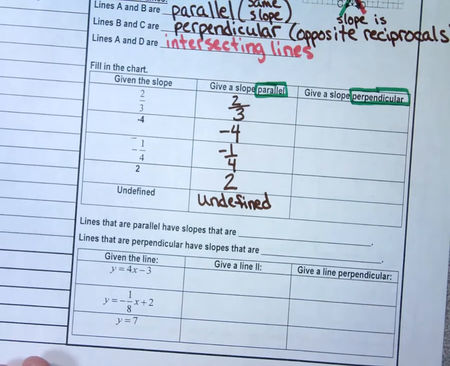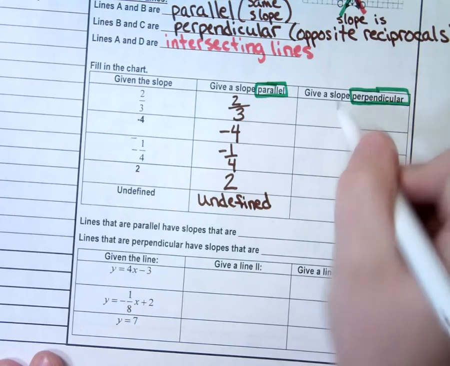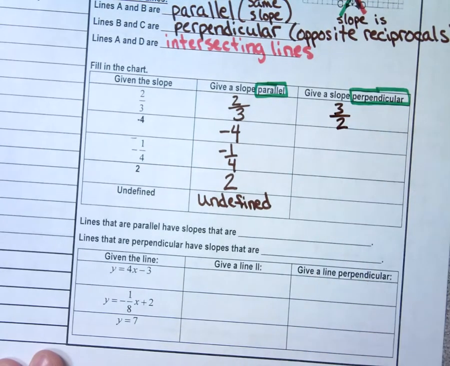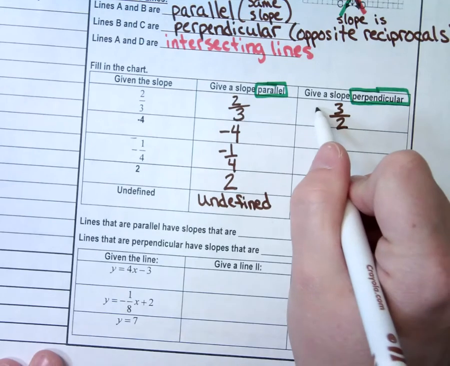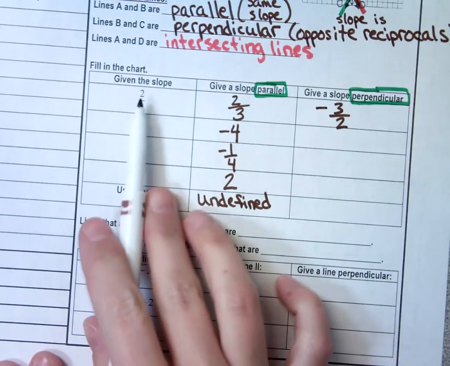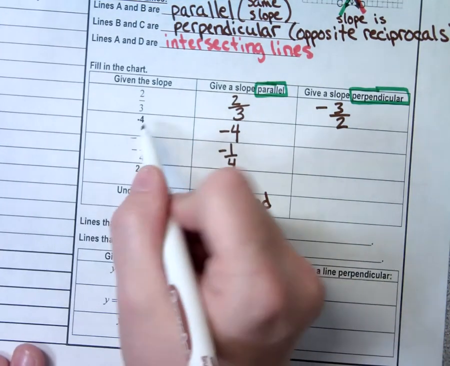And then the song says what to do. That means flip and switch. So I'm going to flip this fraction over, and I'm going to switch the sign. Since this was a positive 2/3, this is going to switch to a -3/2. One of the numbers has to be positive, the other one has to be negative. That means flip and switch.